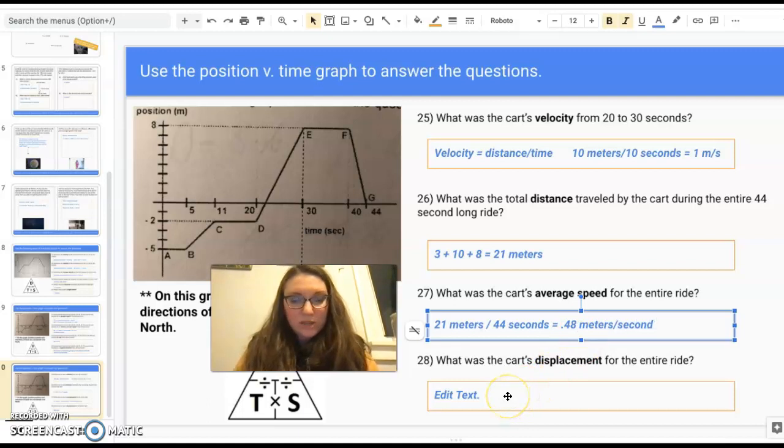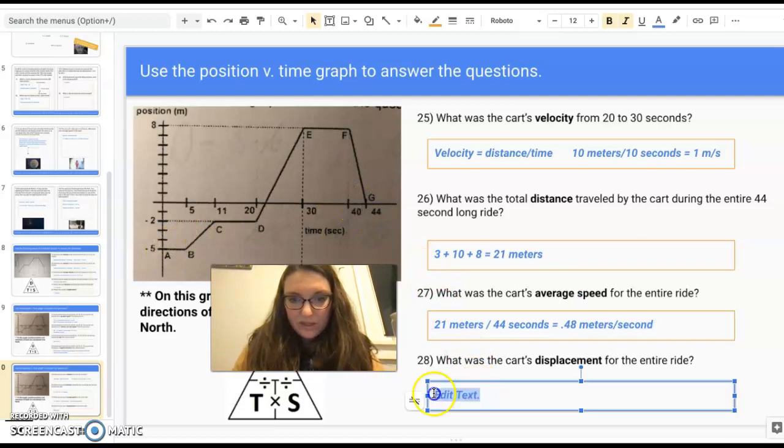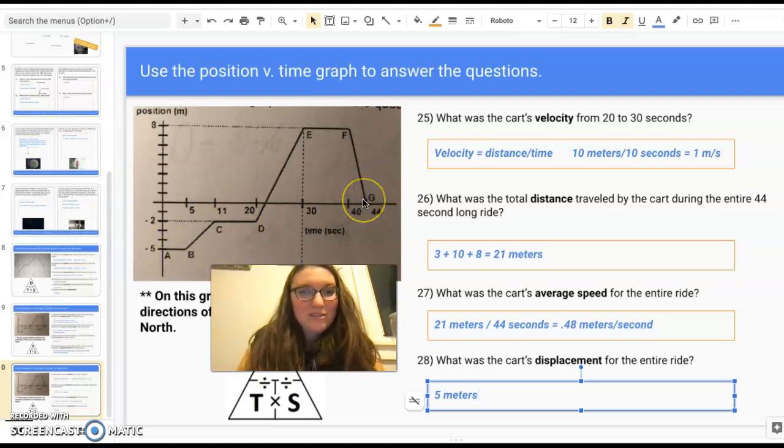What was the cart's displacement for the entire ride? So with this, we're looking at, so they started at -5 and they ended up at 0. So they moved +5 meters. Again, it doesn't really matter that they did this whole thing. When we're talking about displacement, it's just that snapshot. They started there and they ended there. They started at -5 meters and ended up at 0, so that is a change of +5 meters.